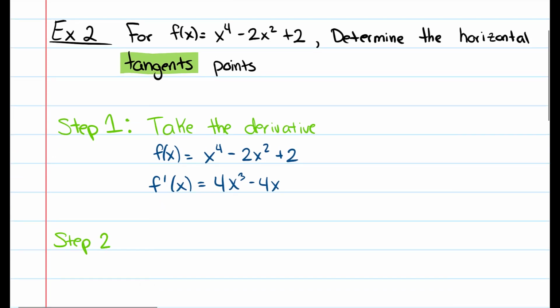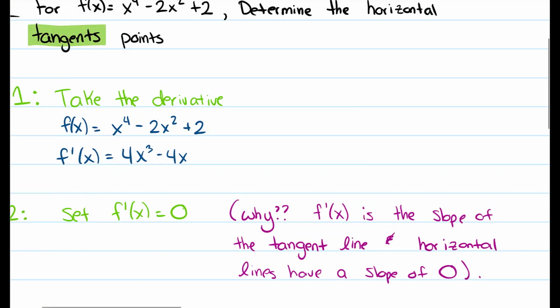Step 2 is to set f'(x) equal to 0. Why, you might ask, set it equal to 0? Since f'(x) is the slope of the tangent line, and horizontal lines have a slope of 0.